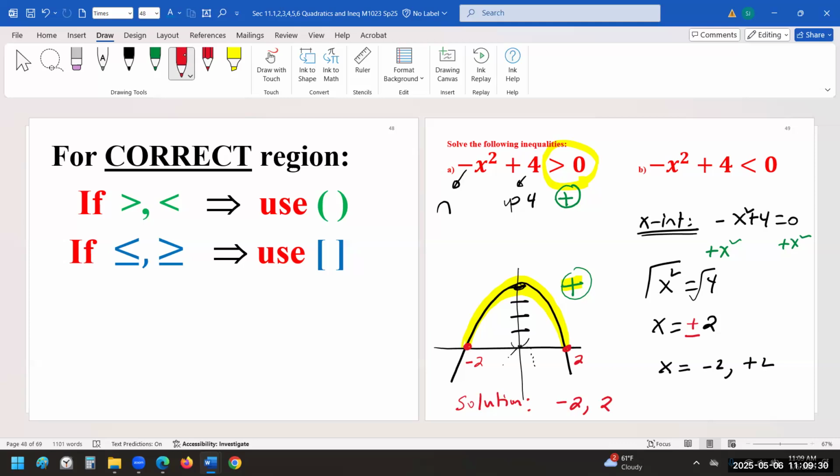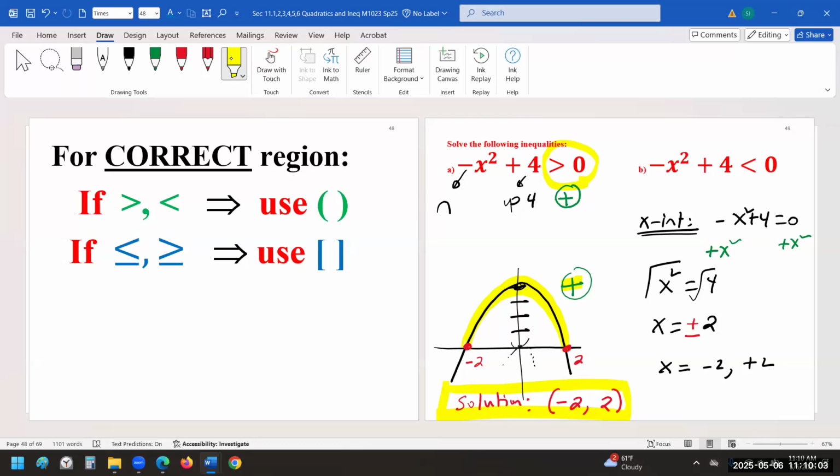Now, does our inequality have the equal sign? If we don't have the equal sign, what type of boundary is supposed to have? Parentheses. That's it. If you use a graph, you don't need the number line. If you don't use a graph, then you have to find the number line. But graphing is easier. You don't need to take much time to graph it.